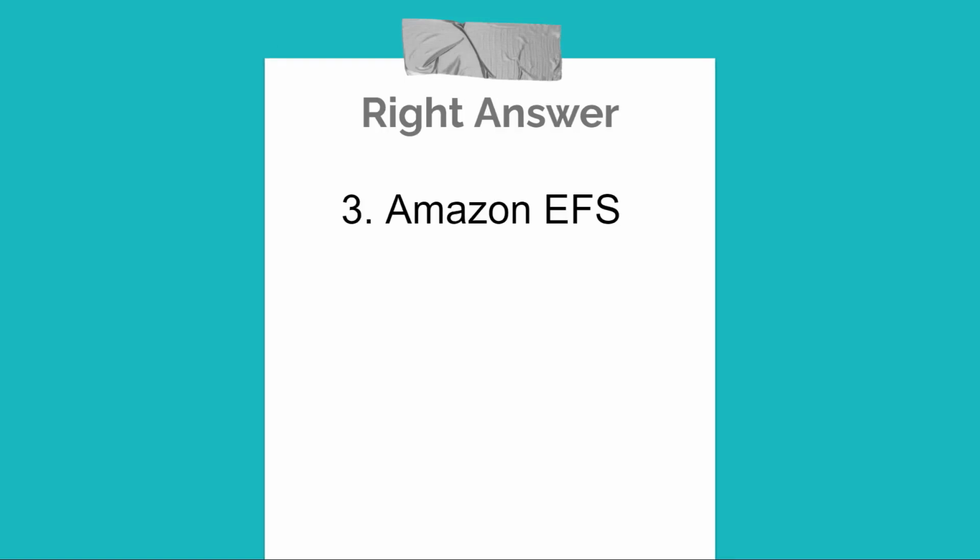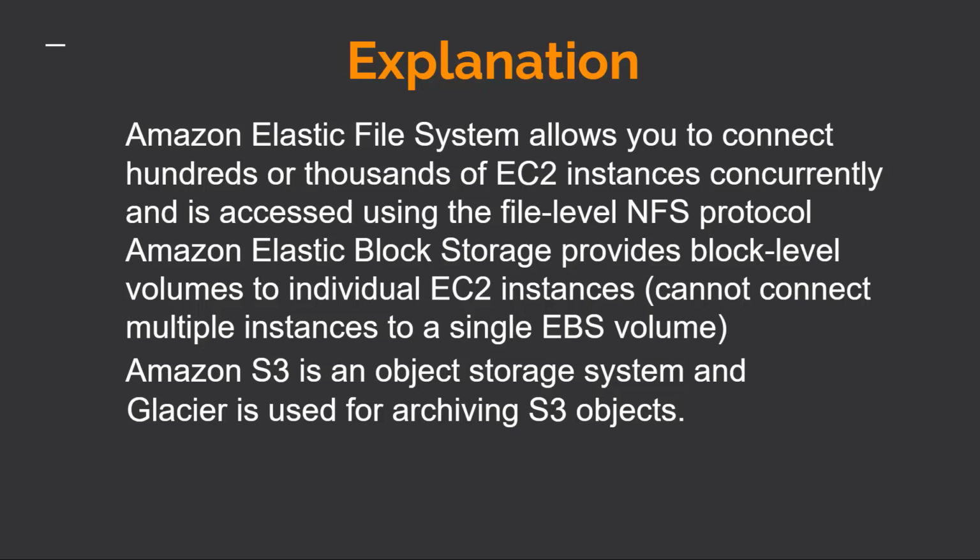Amazon EFS. Explanation. Amazon Elastic File System allows you to connect hundreds or thousands of EC2 instances concurrently and is accessed using the file-level NFS protocol. Amazon Elastic Block Store provides block-level volumes to individual EC2 instances; you cannot connect multiple instances to a single EBS volume. Amazon S3 is an object storage system, and Glacier is used for archiving S3 objects.